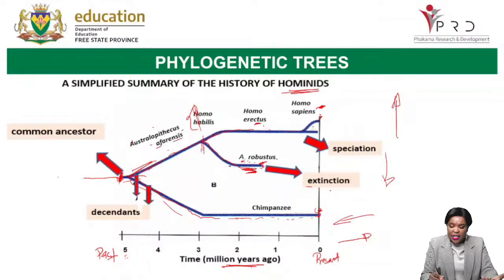So that is how you read a phylogenetic tree, and then if it branches like this, you see that there is a formation of new species. So this will indicate speciation. So that is how you read your phylogenetic tree.